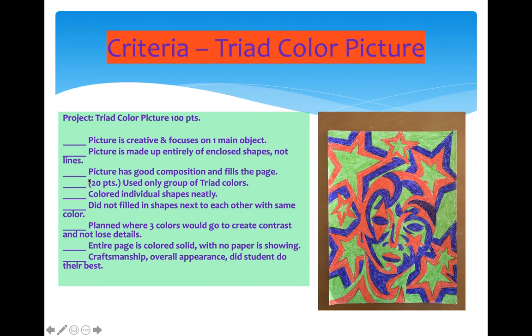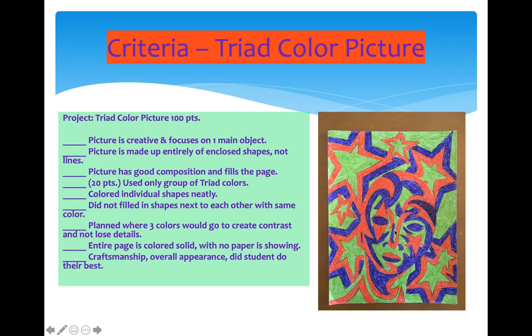Now this is a biggie. This is where people lost points on the complementary picture. This is 20 points. Used only one group of triads. You're only going to have 3 colors. It's either the primaries or the secondaries or intermediate 1, which is shown here in this picture, or intermediate 2. 3 colors, that's it. If you go to the other land after me showing you all the specific colors, it's your own fault. Okay. All right, colored individual shapes neatly.